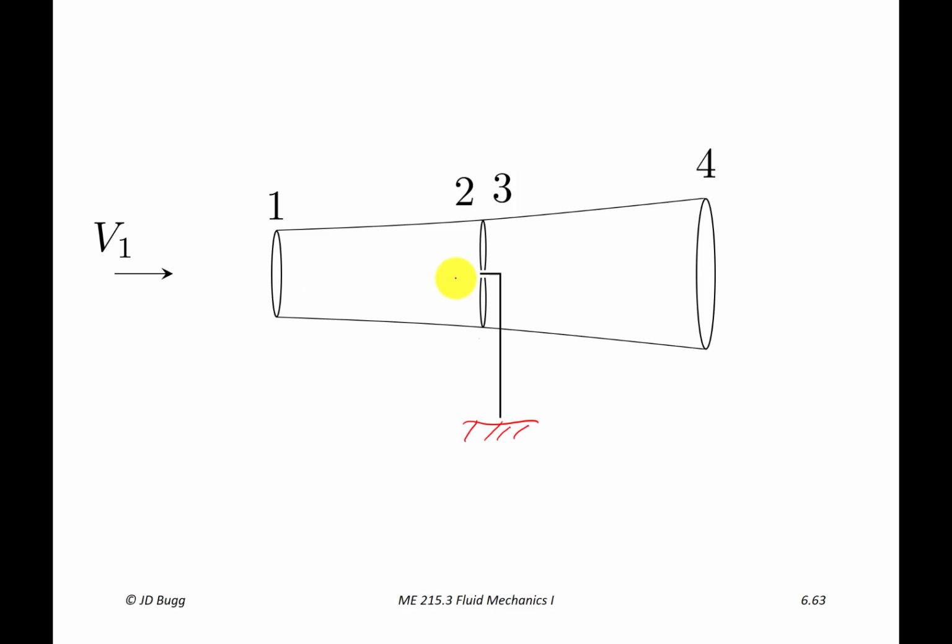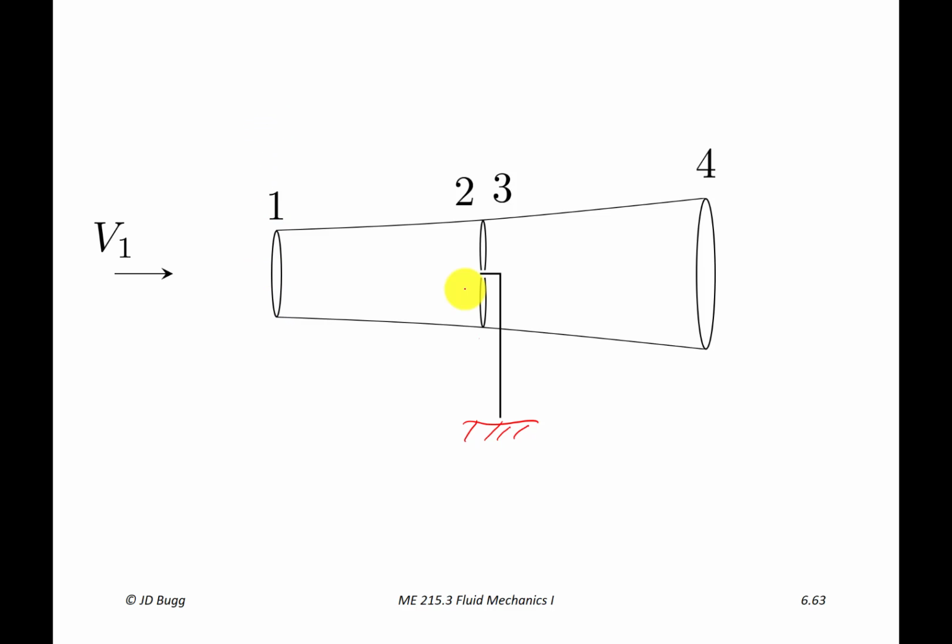We're not looking at any variations in the radial direction. So that means that all of these velocity profiles at all of these locations are going to be uniform. No variation in this direction. They can change from one axial location to another, but they don't vary in the radial direction. So this is a one-dimensional analysis.